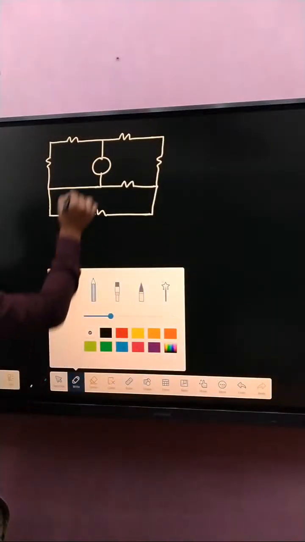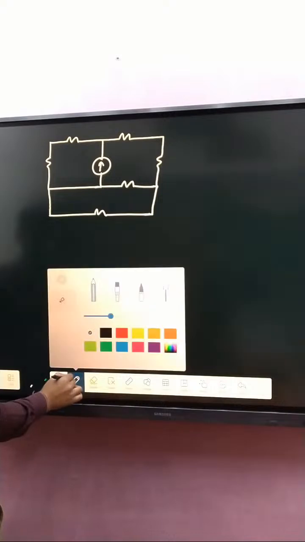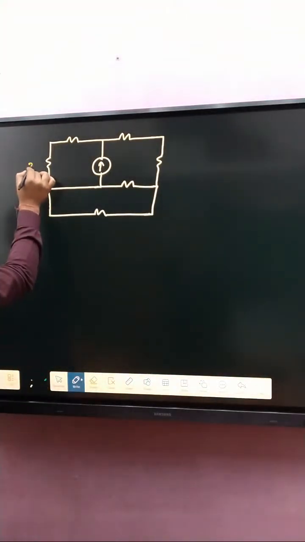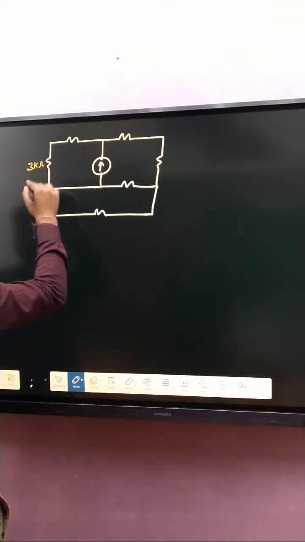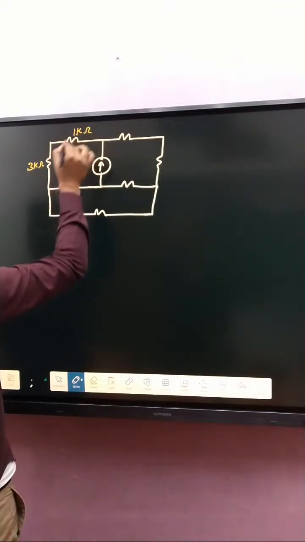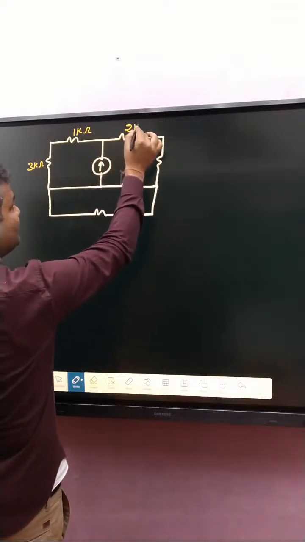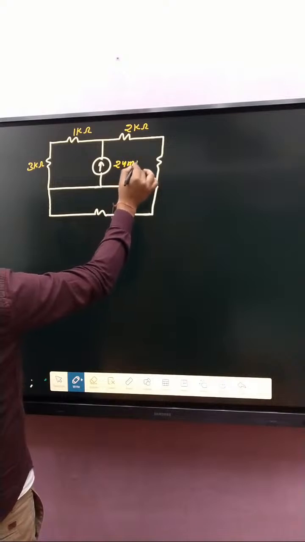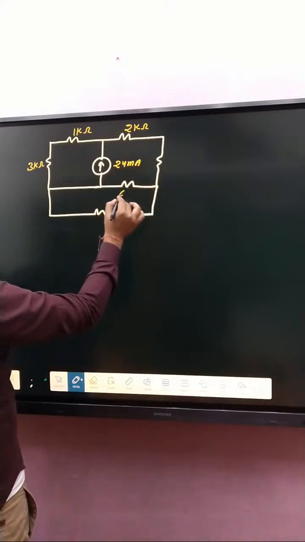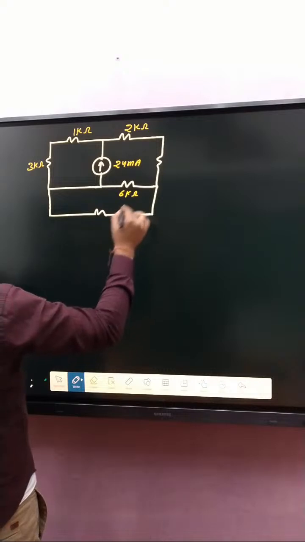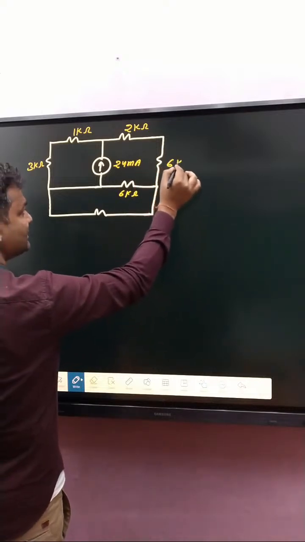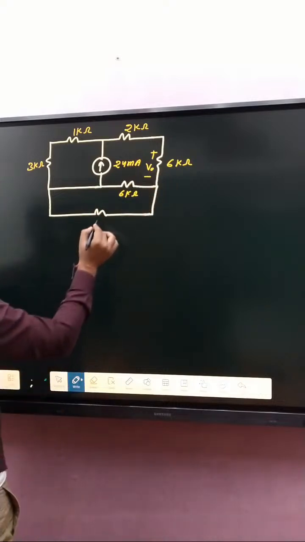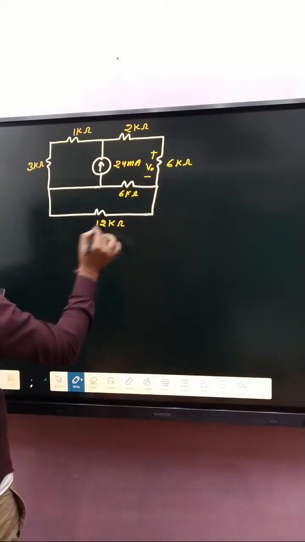Okay, current direction here like that one, that is 3 kilo ohm, that is 1 kilo ohm, and that is 2 kilo ohm, and that is 24 milliampere, and that is 6 kilo ohm, and that is 6 kilo ohm. Our target is to determine that voltage V naught, and that one is 12 kilo ohm.